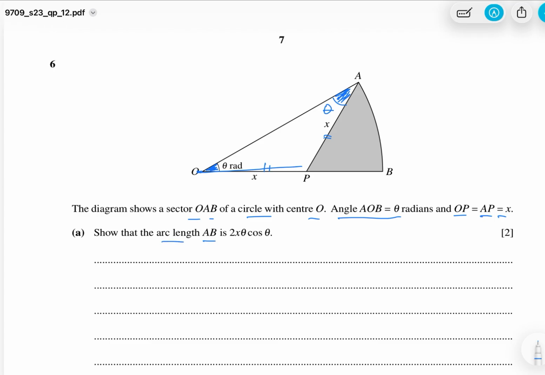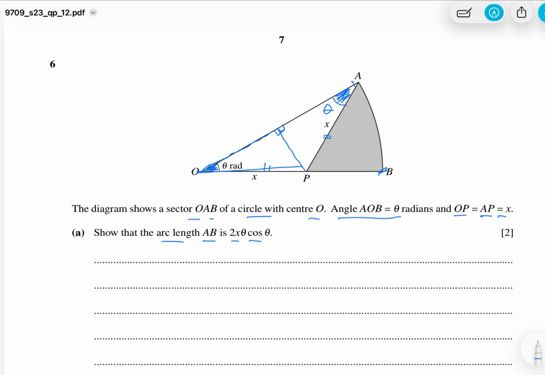Show that the arc length AB is 2x theta cos theta. Arc length AB we have to find. All right. So OAB is a circle. Now listen very carefully. What should I do? In this question, you can try different ways of solving it, but you will be unsuccessful. There is only one way of solving this type. So I will put a perpendicular over here.